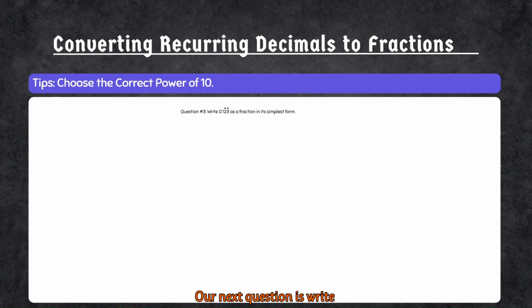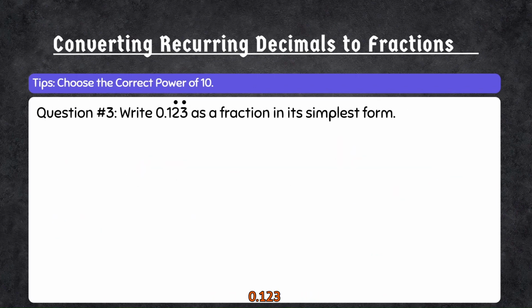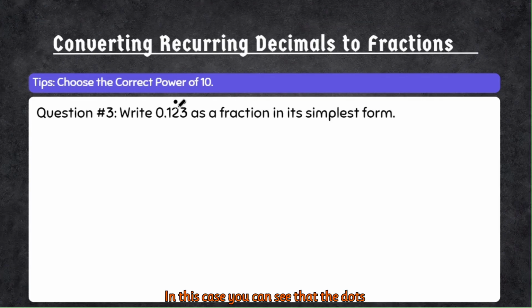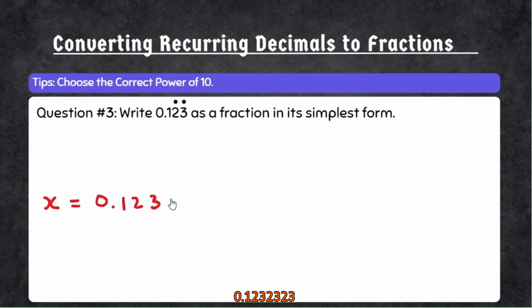Our next question is, write 0.123 recurring as a fraction in its simplest form. In this case, you can see that the dots are only over 2 and 3. That means our recurring digits are 2 and 3. So x would be 0.1232323 and so on.